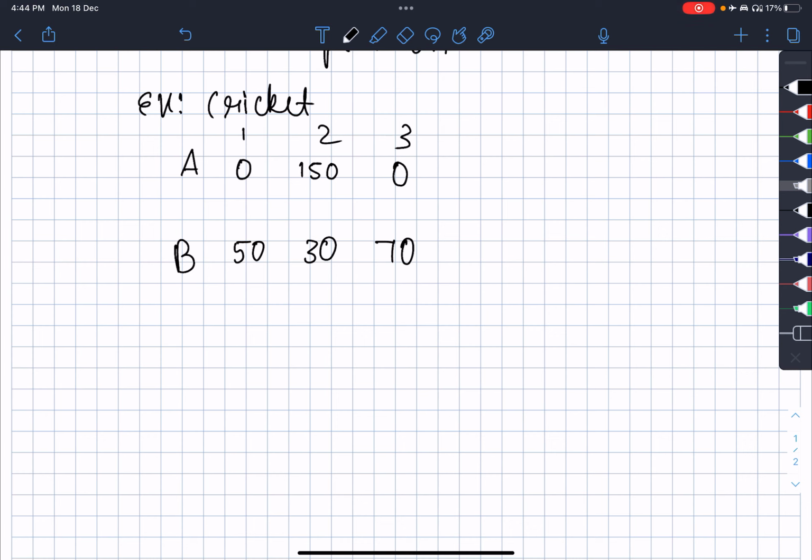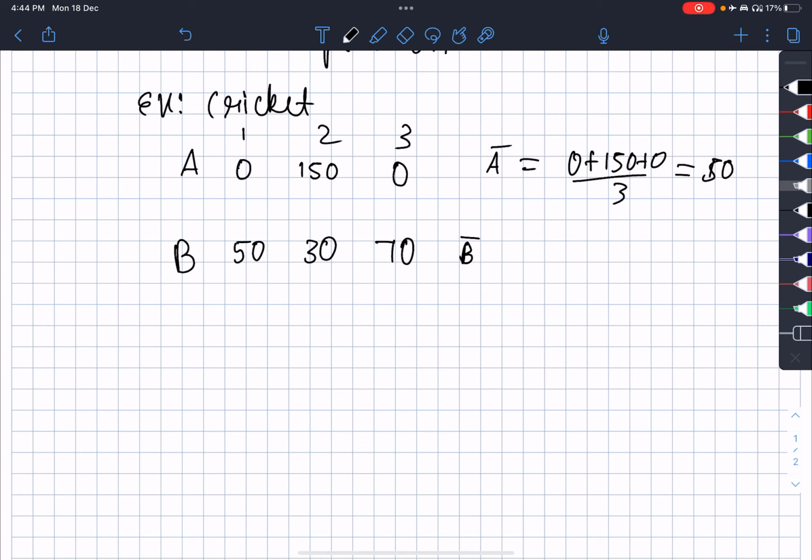So let's suppose, the mean of A. What is the mean of player A? Mean is nothing but 0 plus 150 plus 0 by 3, because there are 3 observations. He has played 3 matches. So we have the mean is 50.